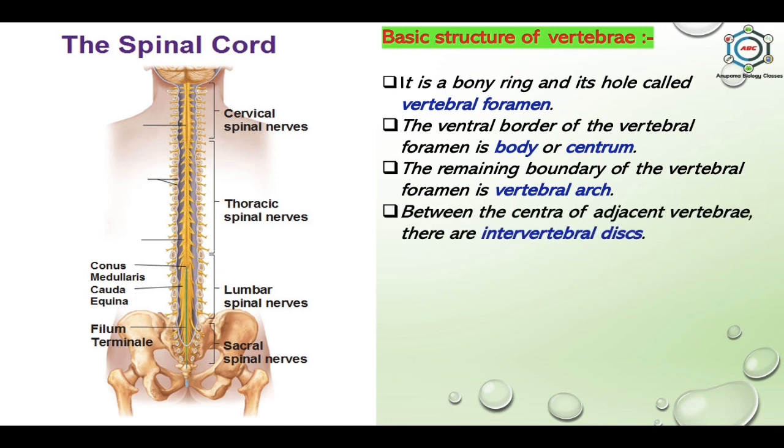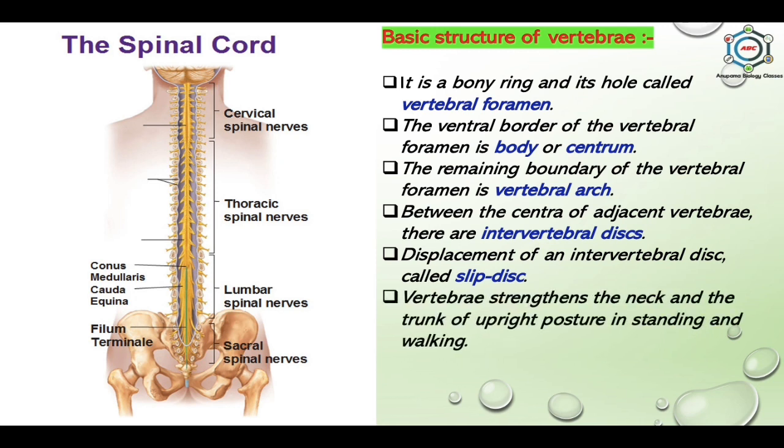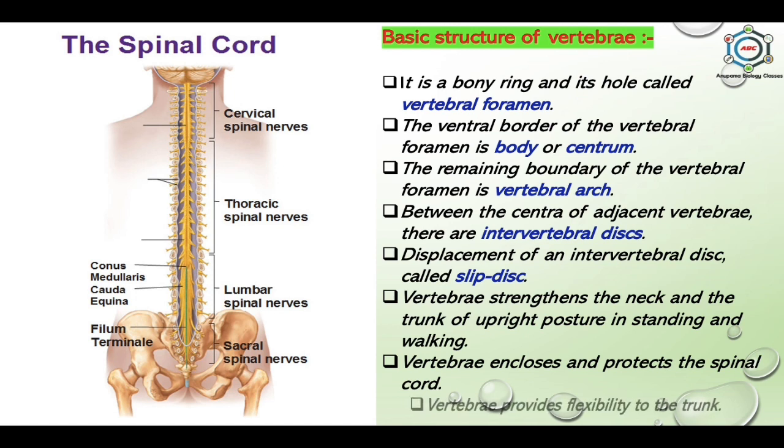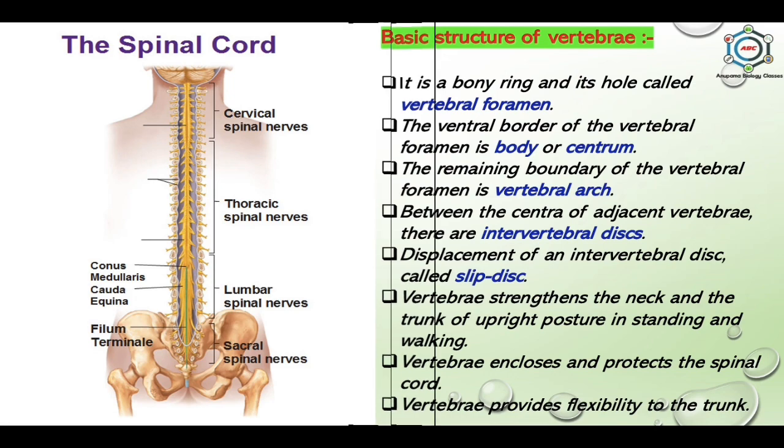Between the centra of the adjacent vertebrae there are intervertebral discs. Displacement of an intervertebral disc is called a slip disc. Vertebrae strengthen the neck and trunk for upright posture in standing and walking. Vertebrae enclose and protect the spinal cord. Vertebrae provide flexibility to the trunk, and the upper cervical vertebrae provide free movement to the head in all planes.